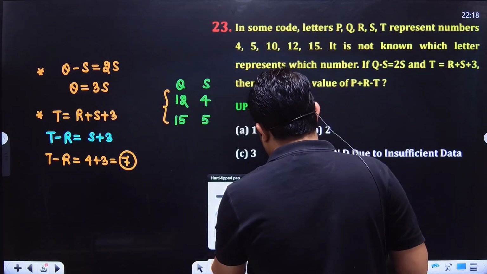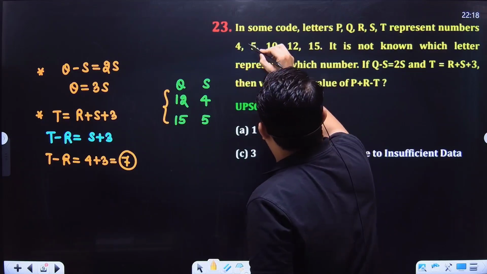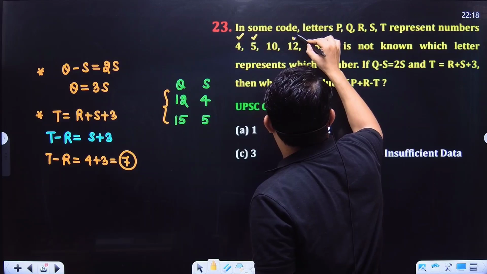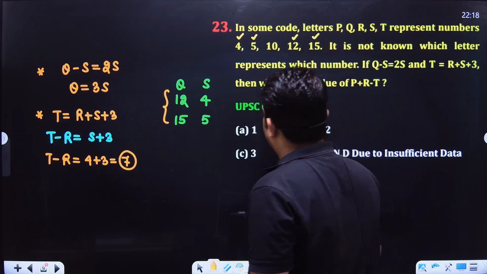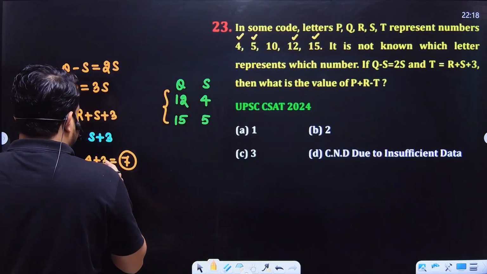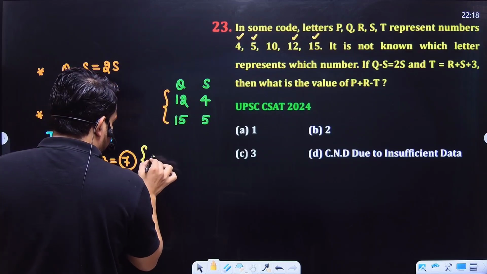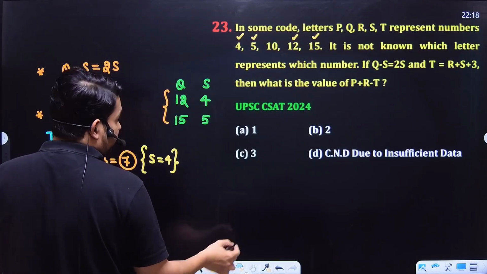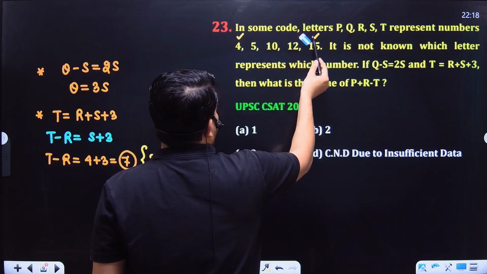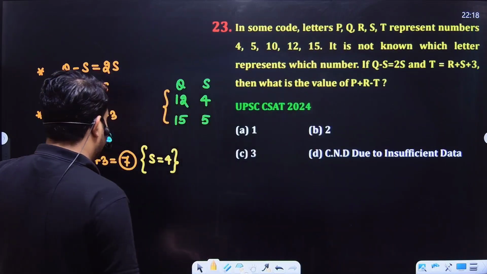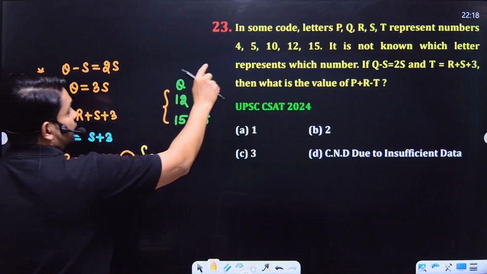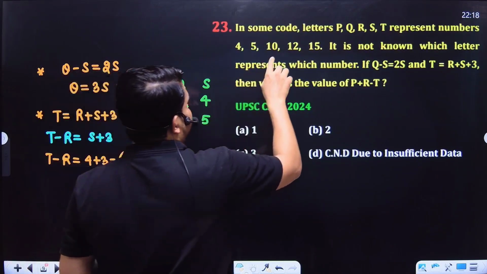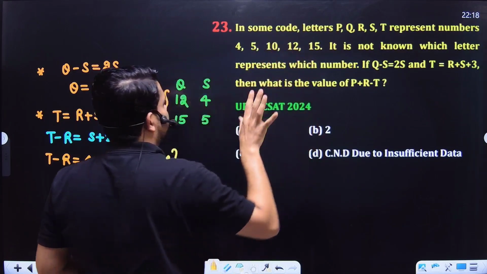I cannot take these values. See, I have already taken 4, 5, 12, and 15. See, if I take, as in this question, S equal to 4, I can take 4 anymore here. See, there is no two numbers whose difference is what? 7. See, I have a difference here 7, that is 12 minus 5 equal to 7.